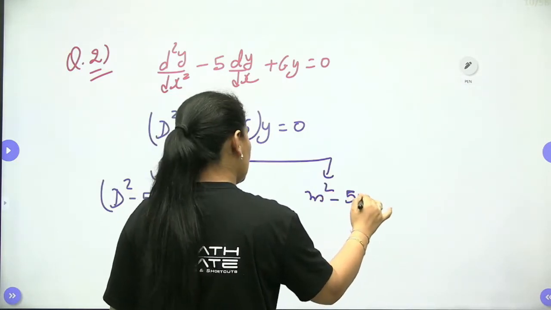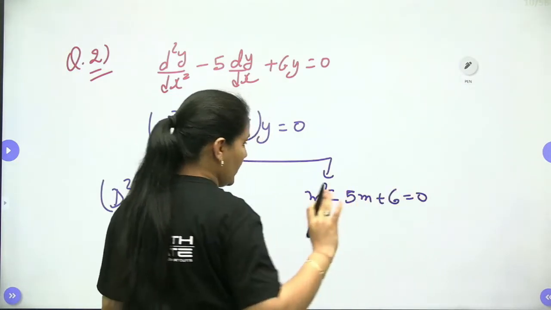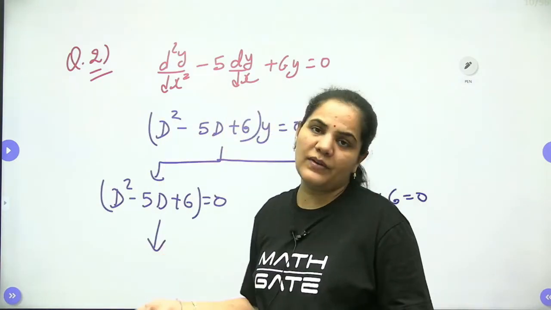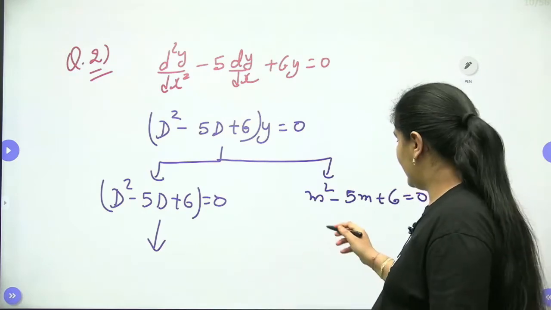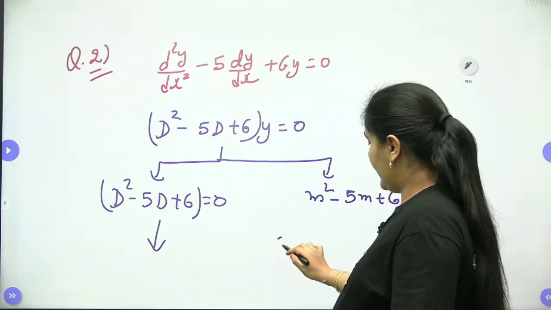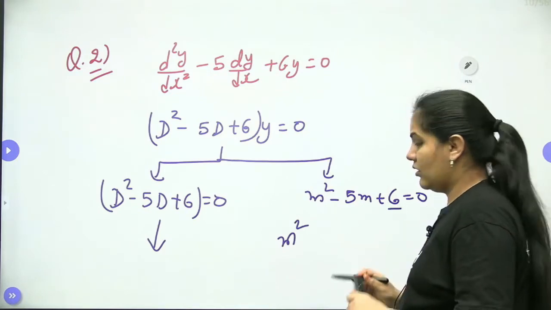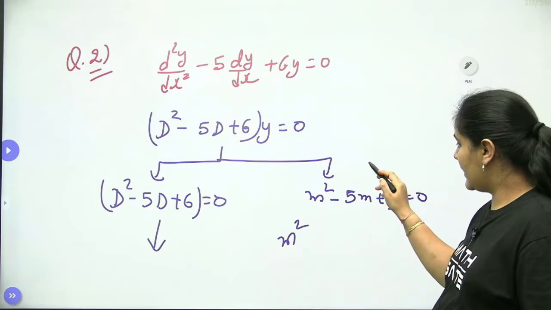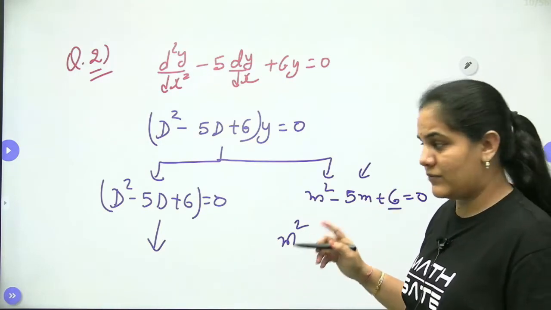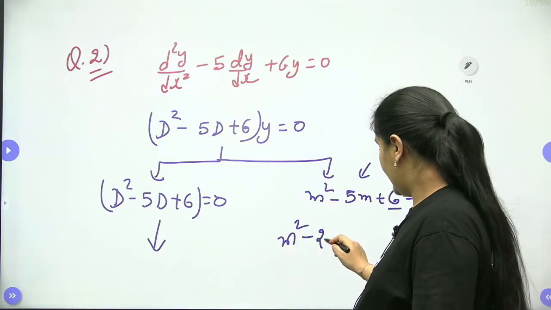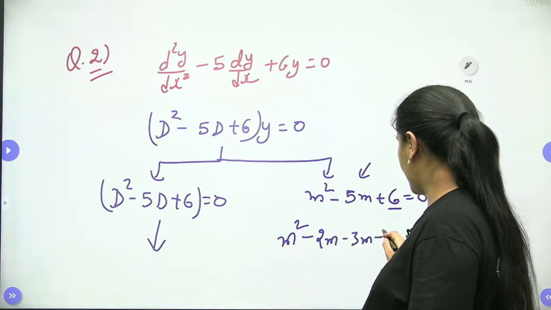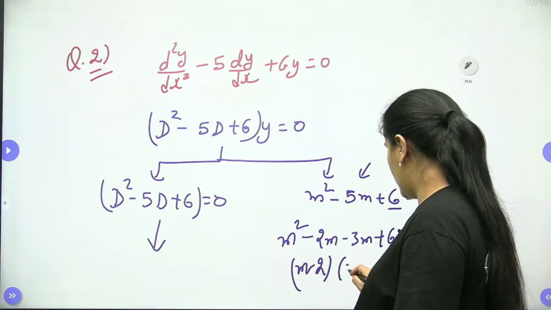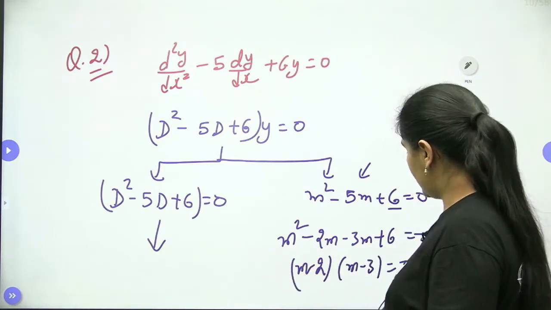So m square minus 5m plus 6 is equal to 0. It's completely your choice. If you go with D, you can find the value of D, the same thing; here you will get the value of m. So again we have to factorize. We have to find those two numbers whose multiplication will be 6 and by adding we want minus 5. So we will write minus 2 and minus 3. It will be m square minus 2m minus 3m plus 6 is equal to 0, so m minus 2 and m minus 3 is equal to 0, guys, right?